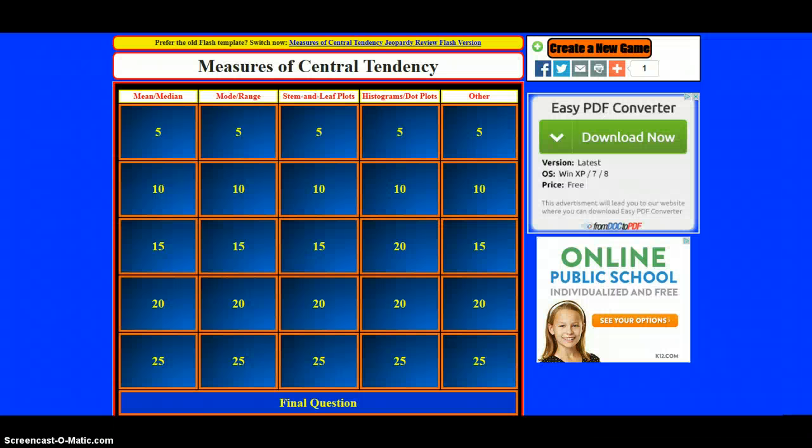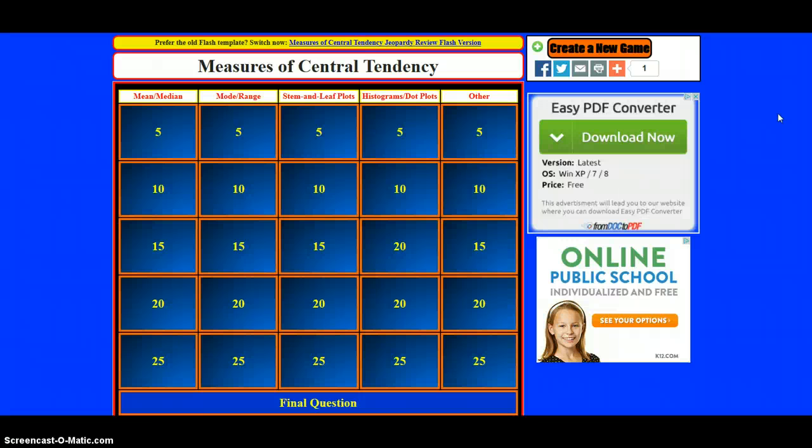The next one is a Jeopardy game on measures of central tendency. I break my kids up into groups, teams, and give them small individual whiteboards and markers, and they do the math together. They talk about it.